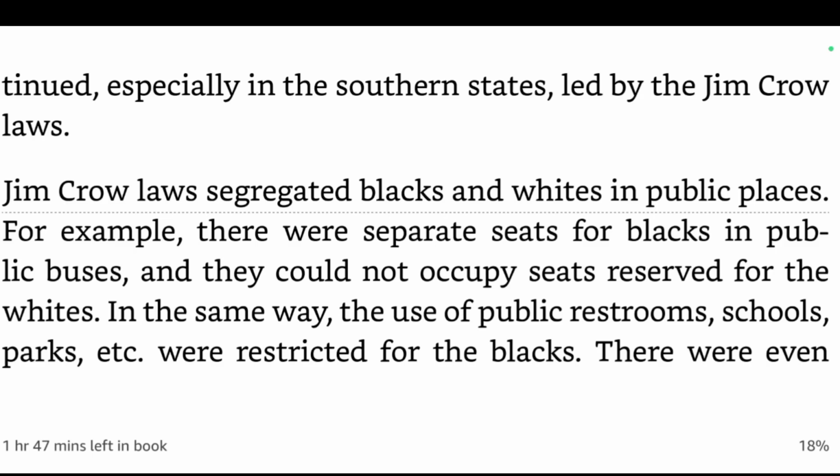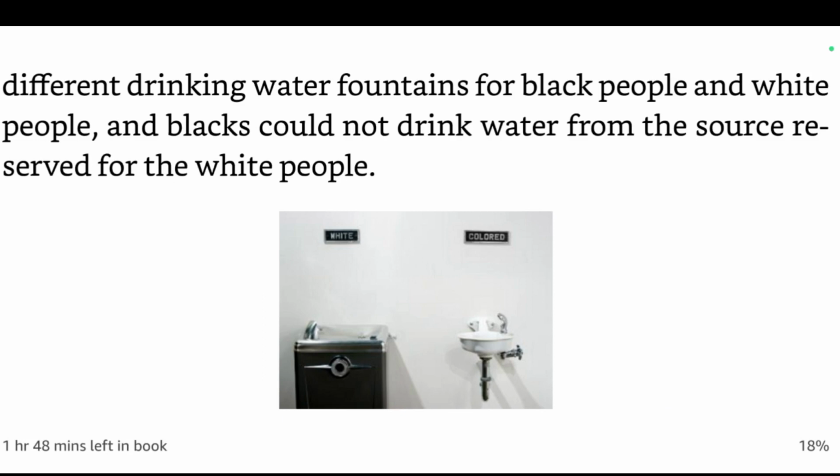Jim Crow laws segregated blacks and whites in public places. For example, there were separate seats for blacks in public buses and they could not occupy seats reserved for the whites. In the same way, the use of public restrooms, schools, parks, etc. were restricted for the blacks. There were even different drinking water fountains for black people and white people, and blacks could not drink water from the source reserved for the white people.